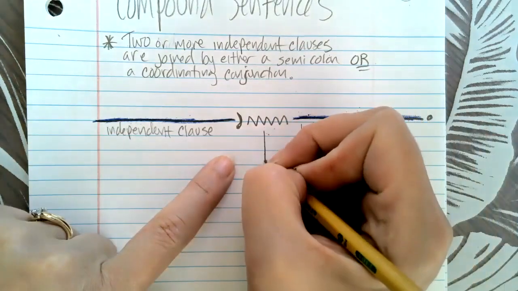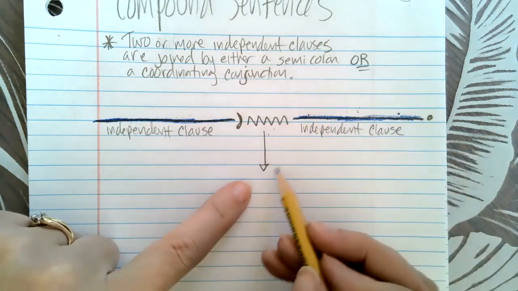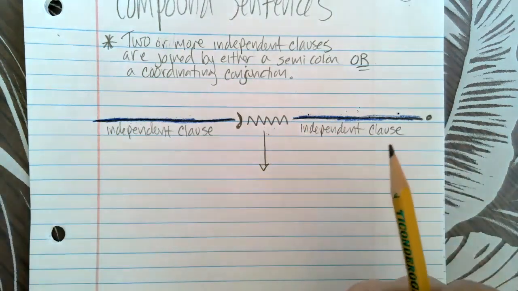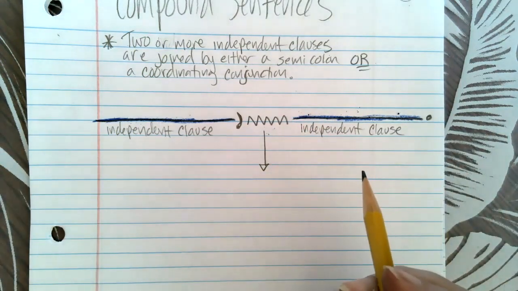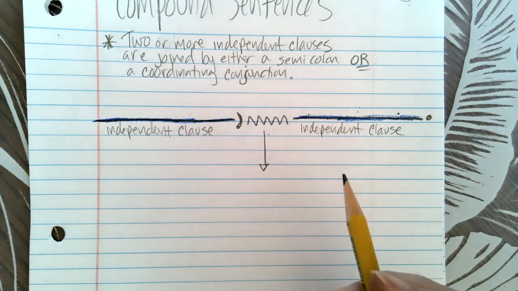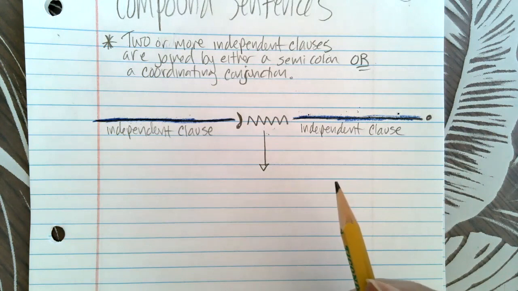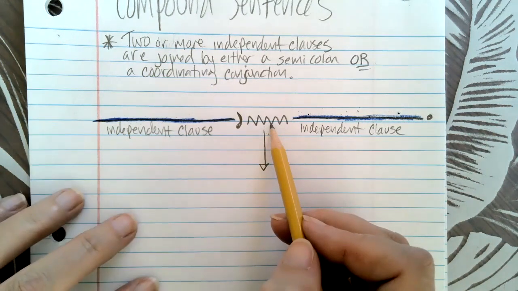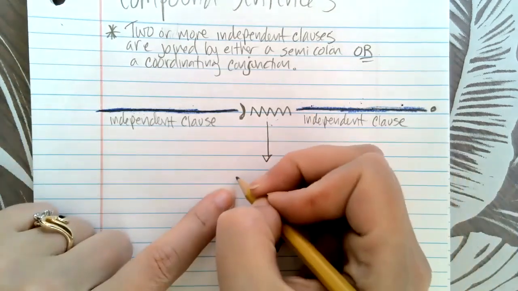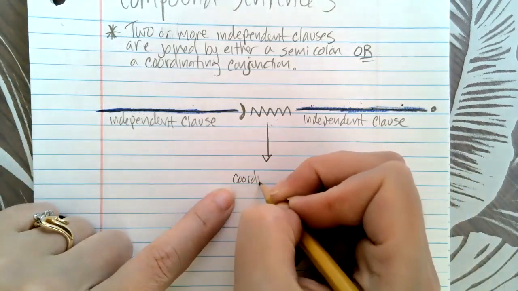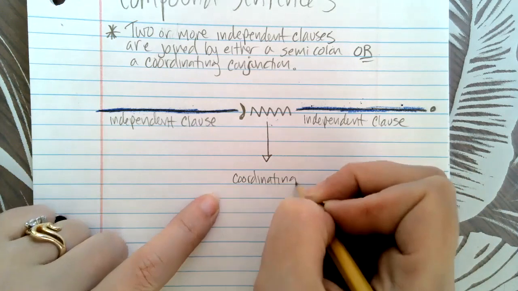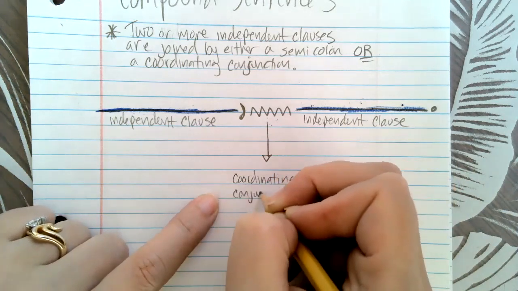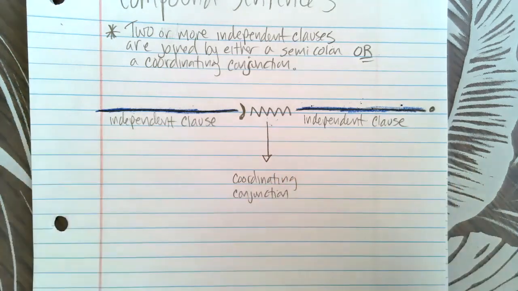So we're going to draw an arrow down, and this is where we put a coordinating conjunction. With younger students, I call it a special helper word or a boy fans word. Whatever helps you recognize it, it doesn't matter to me, but technically it's called a coordinating conjunction. So that's what we're going to write, okay? Coordinating conjunction. That's what it is.